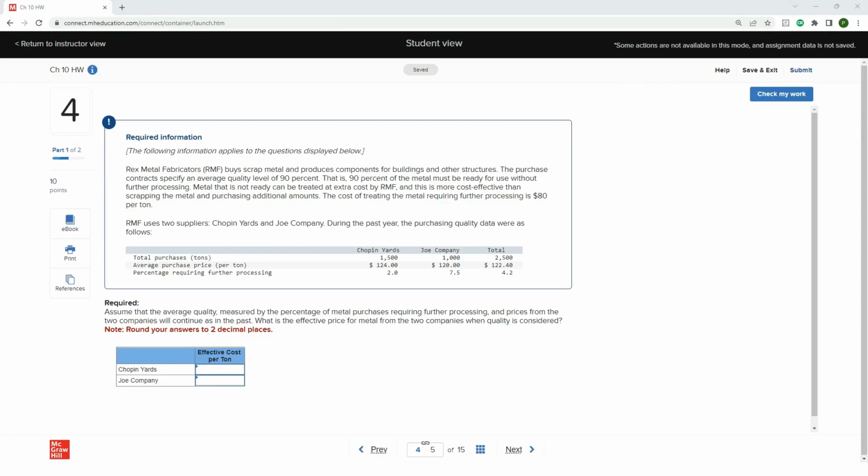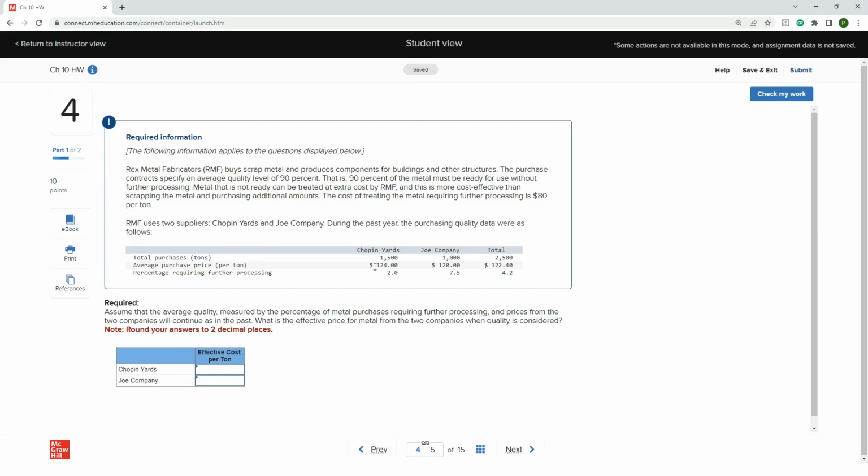Question number 4. Rex Metal Fabricators buys scrap metal from two different places. They buy it from Chopin Yards and Joe Company. It says that we want to have an average quality level of 90%, which means that 90% of the metal must be ready for use without further processing. Metal that needs to be processed further is going to cost us $80 per ton. The question wants us to calculate the effective price for the metal from the two companies when quality is considered.